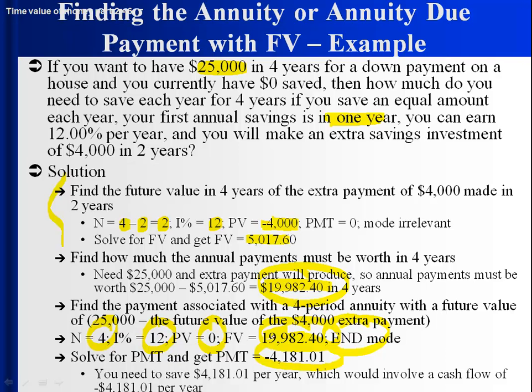And we'll see that we need to save $4,181.01 every year for 4 years starting in 1 year. So in 1 year we go to the bank and give them $4,181.01. In 2 years we give them $4,181.01 plus an extra 4,000. In 3 years we give the bank $4,181.01. In 4 years we show up, we say here's $4,181.01 and please give us our money, and they will give us $25,000.